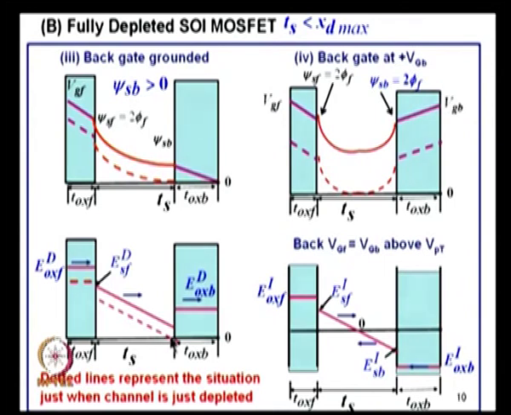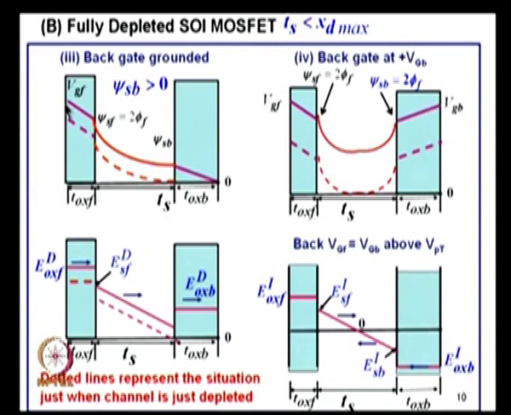Once it is just depleted fully, if this were silicon, what would happen? The depletion layer would have moved further down. But now, with the same number, I have increased the voltage so much that the surface potential with respect to ground becomes twice phi f. This is 0, there is a potential drop here, there is a potential drop here. Just when it is punched through, there is a drop across the oxide and silicon.